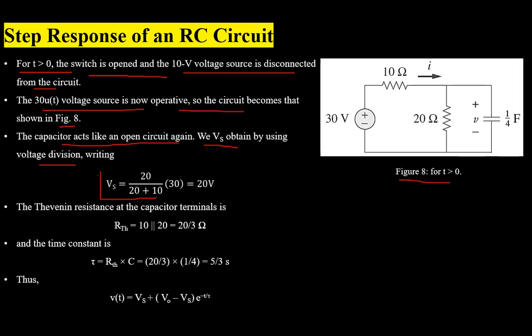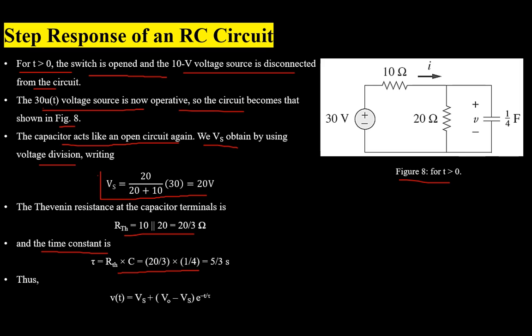And the given circuit have two resistors, and for analysis purpose, we will transform this into equivalent Thevenin circuit. So our R Thevenin will be equal to 10 ohm parallel with 20 ohm and will have value of 20 over 3 ohms. And the time constant will be equal to R Thevenin product with capacitance of capacitor and will have value of 5 over 3 seconds.